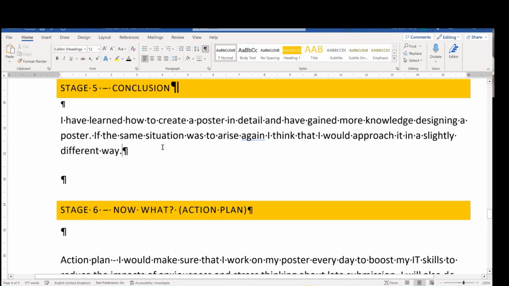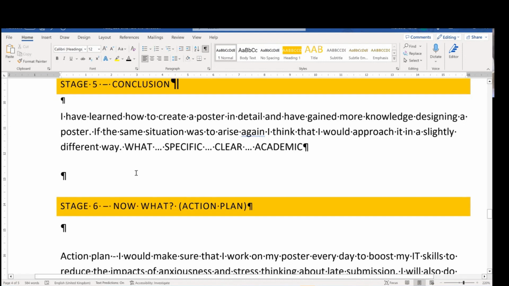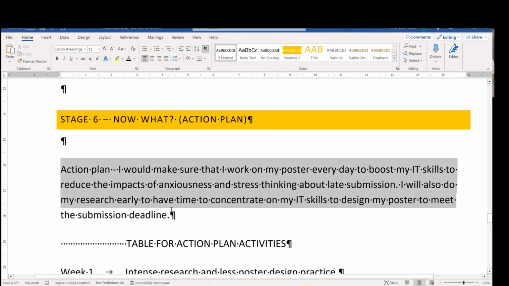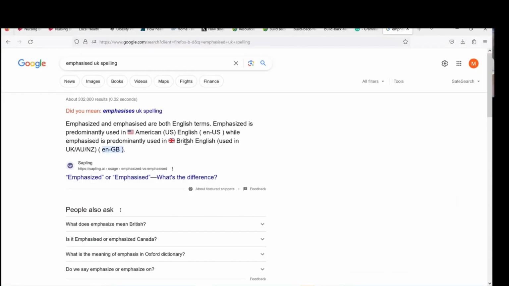So here, in what different way? Yeah, please describe what, how, because that is your conclusion. Be more specific. You need to be also more clear, and we need to be more academic. So this is what we have seen from here, and you need to have proper grammar in place. So again, everything like that, I would take it and put it into Grammarly again.